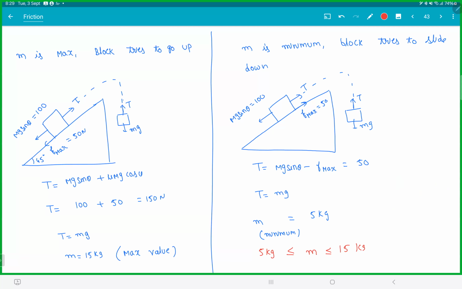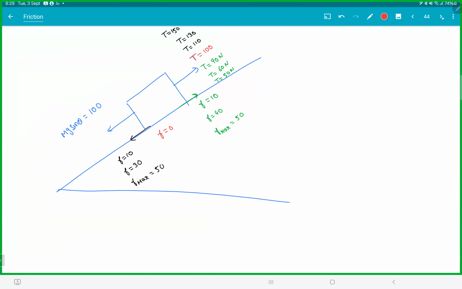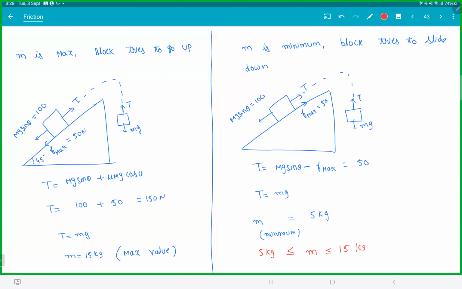Always remember, whenever you hear the word friction and equilibrium, there is always a range. You don't have a single answer. You get infinite answers. What you're finding is the extreme cases. Everything in the middle is acceptable. This is what I was saying. Friction can adjust its magnitude. Friction can adjust its direction. It can do both. Is this clear, everyone?